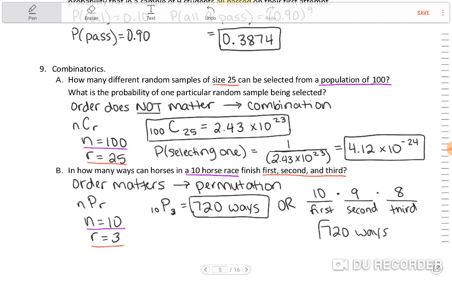So that's the alternative way to do permutations. You can't do that with combinations. You can do that with permutations, though.